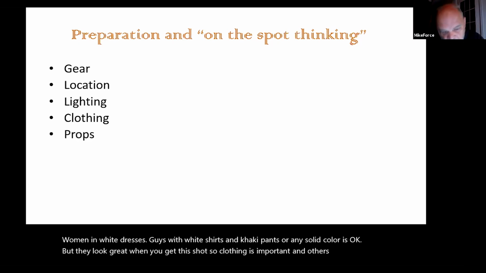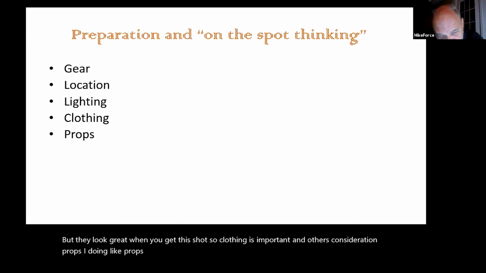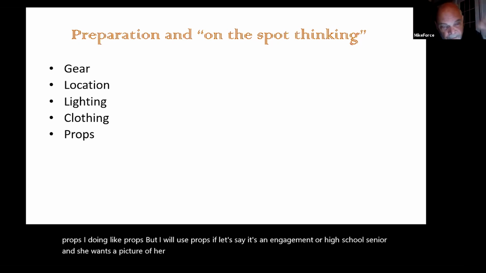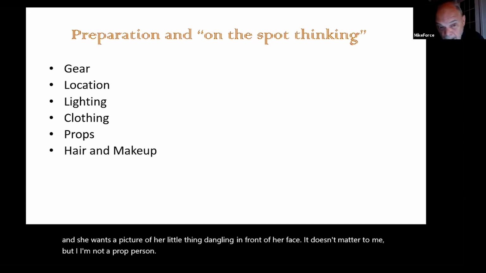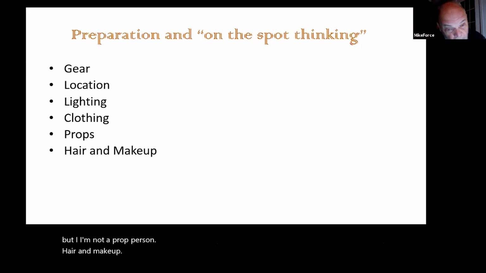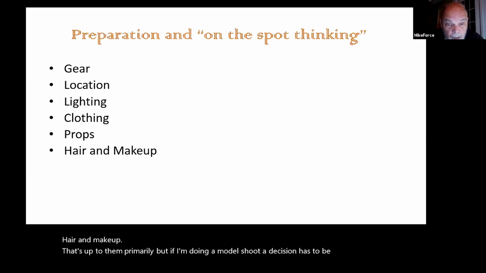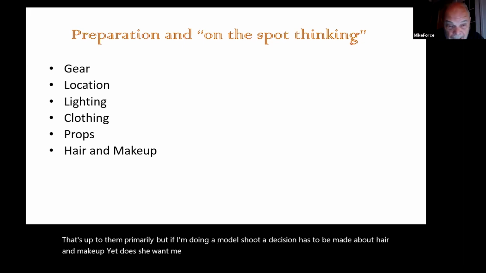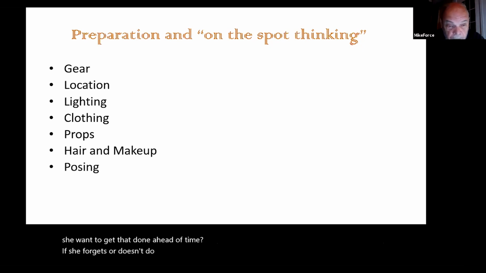Another consideration. Props. I don't like props, but I will use props if, let's say, it's an engagement or a high school senior, and she wants a picture of her little thing dangling in front of her face. It doesn't matter to me, but I'm not a prop person. Hair and makeup, that's up to them primarily. But if I'm doing a model shoot, a decision has to be made about hair and makeup. Does she want me to have a hair and makeup person at the studio? Does she want to get that done ahead of time? If she forgets or doesn't do it, is she going to be disappointed with her shoot?